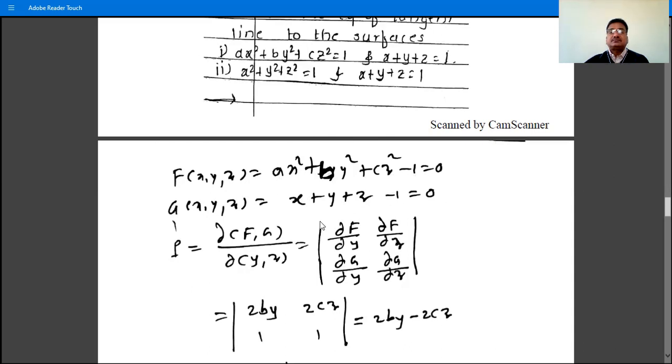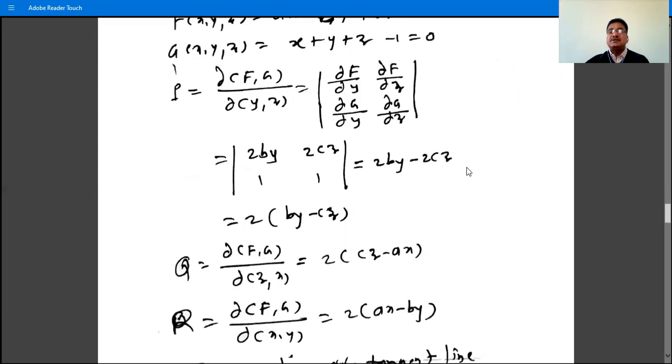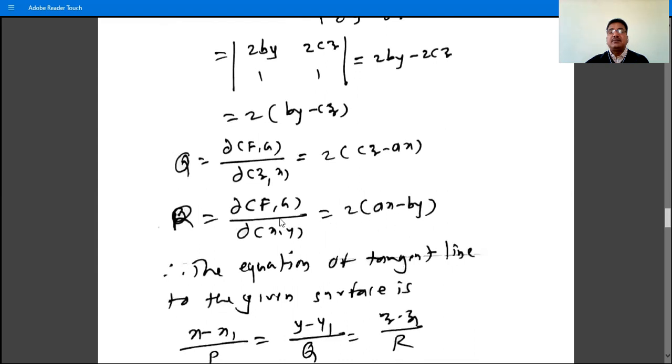Find the values of P, Q and R. P is the Jacobian ∂(F,G)/∂(y,z), and this is the determinant. We have ∂F/∂y is 2by and ∂F/∂z is 2cz, and so we have this answer. Similarly, Q is this and R is this, by using the formula.